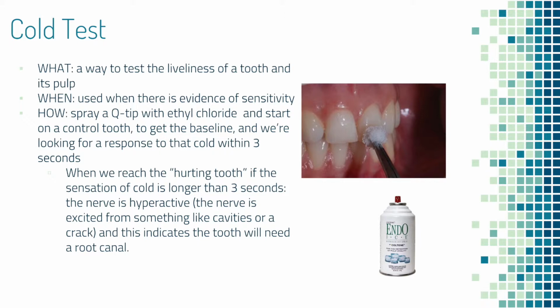Say, for instance, your patient has pain in the upper left quadrant. You're going to want to first get a baseline. So starting in the upper right quadrant, we would place a Q-tip-like appliance with a cold spray, usually ethyl chloride, and allow the patient to get a feel for this cold sensation. The normal sensation of cold should only last around 3 seconds after removing the Q-tip.